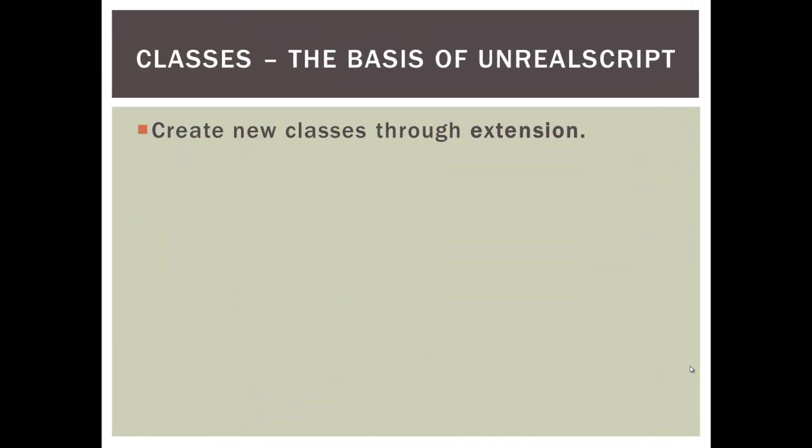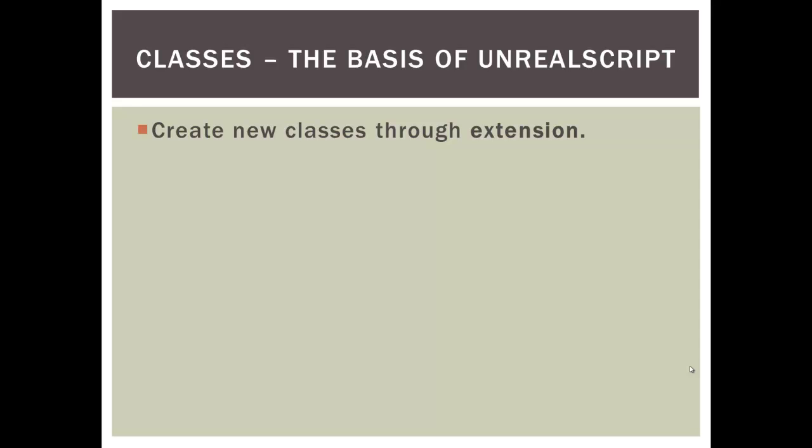Alright, so what we've seen so far is a lot of different types of classes. These classes are really the heart of UnrealScript, of the Unreal gameplay. And in order to start working on UnrealScript, you really need to know how to create classes. The main way to create classes in UnrealScript is through extension. Now, extension is similar to inheritance in other languages such as C++ and C#.